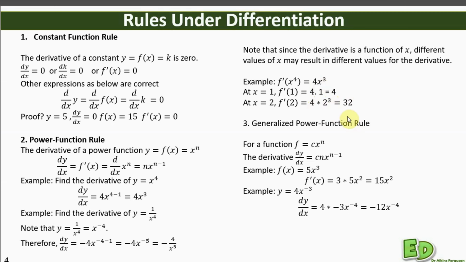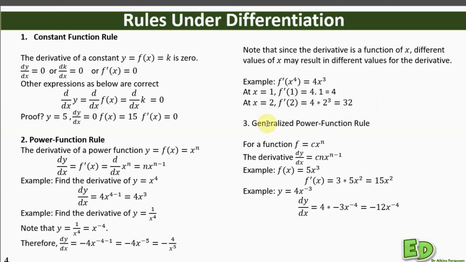So we note that the derivative of the function that we have here, at different values of x, resulted in different values for the derivative. At the point where x is equal to 1, we had the derivative to be 4. At the point where x was 2, the derivative of that function was a value of 32. Okay.